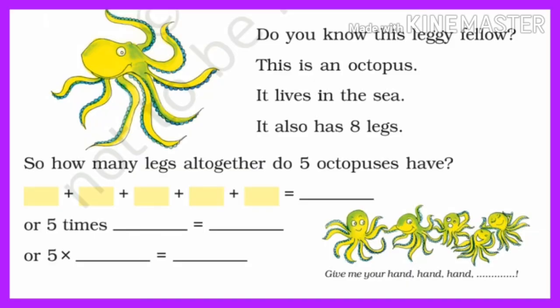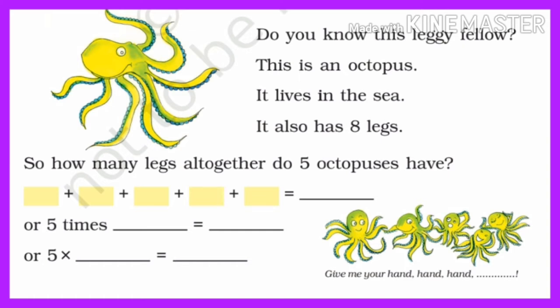Do you know this leggy fellow? Yes, this is an octopus. It lives in the sea. It also has 8 legs like a spider. So how many legs altogether do 5 octopuses have?